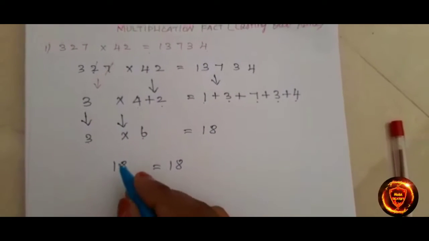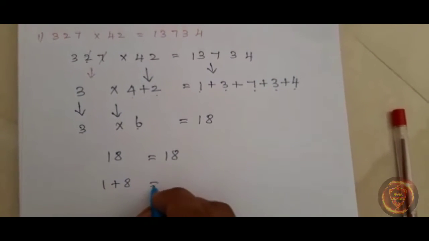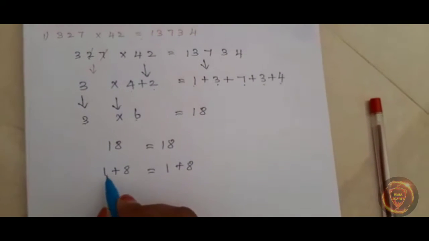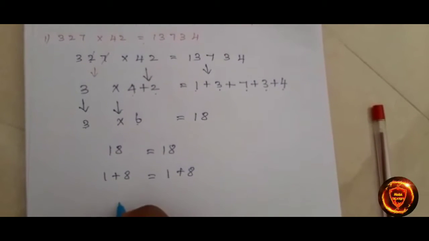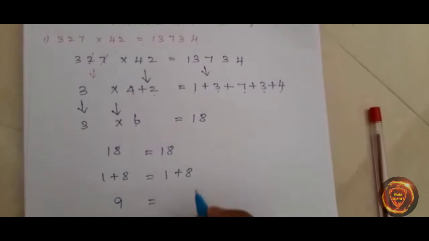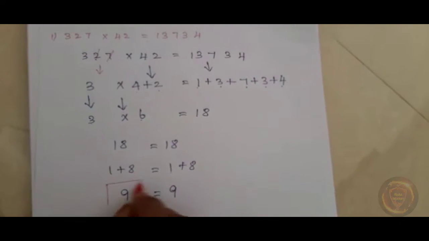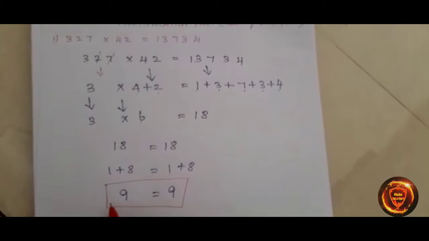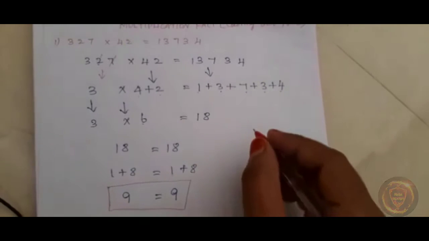Now again write the expanded form in addition method: 1 plus 8 is equal to 1 plus 8. So what is the next step? Again add these two values. 1 plus 8 is equal to 9, and then 1 plus 8 is equal to 9. So what is the answer? 9 is equal to 9. Both sides, left side and right side, are equal values. So it is the casting out of multiplication fact.